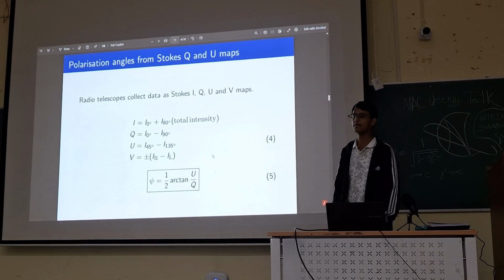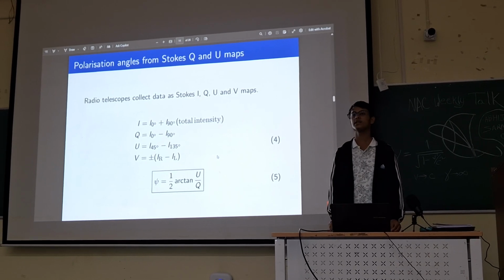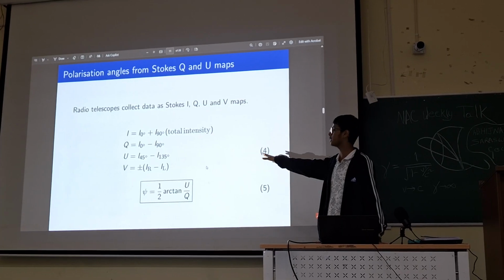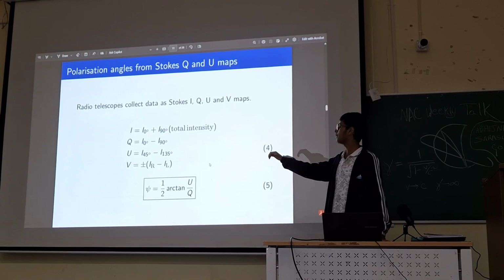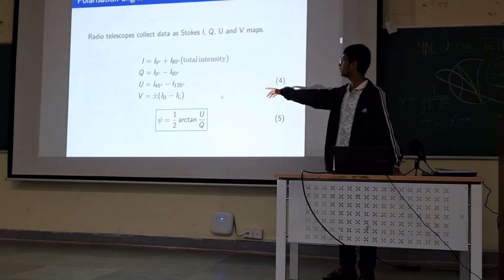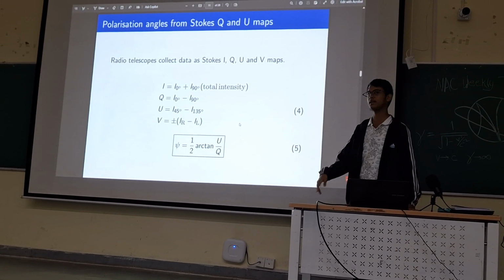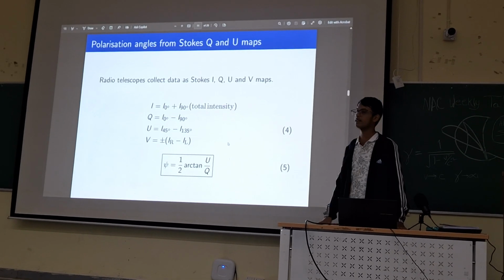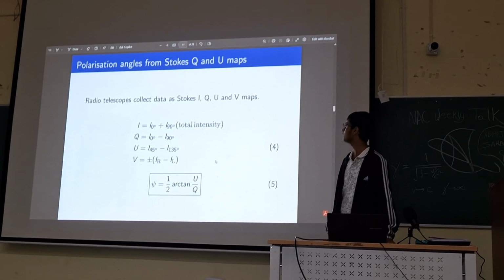Now Stokes V map is dealing with circularly polarized light. We will not be using this Stokes V map, but it is defined as the intensity of the right-handed circularly polarized light minus the intensity of the left-handed circularly polarized light. You might have noticed that I have a plus-minus, because some people use left-handed minus right-handed, whereas others use right-handed minus left-handed. It really depends on the context, but we are not using the V map, so we will not think about it.